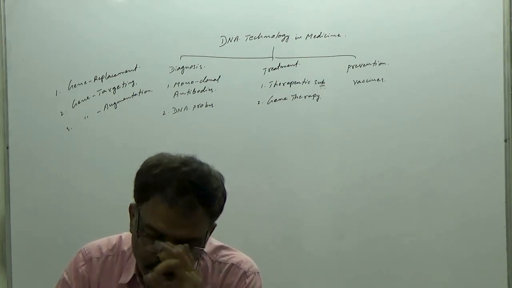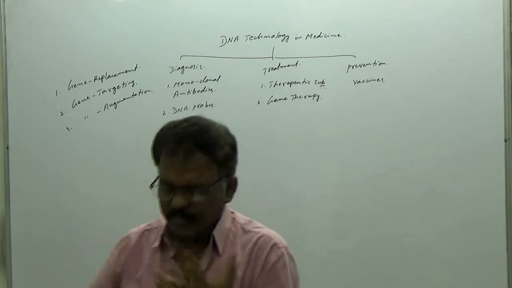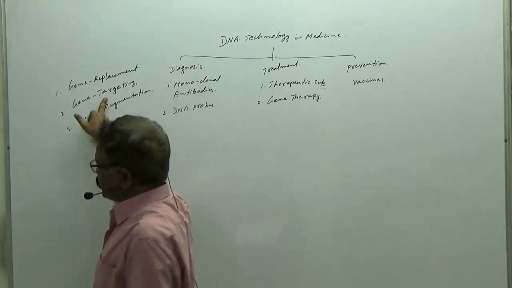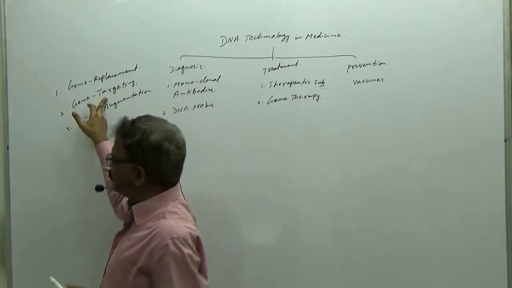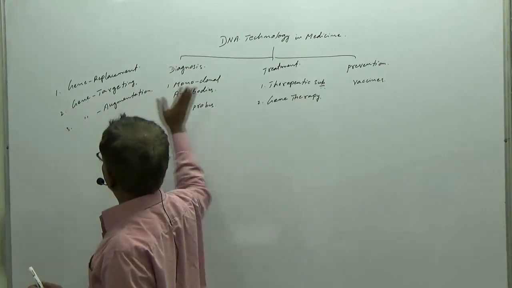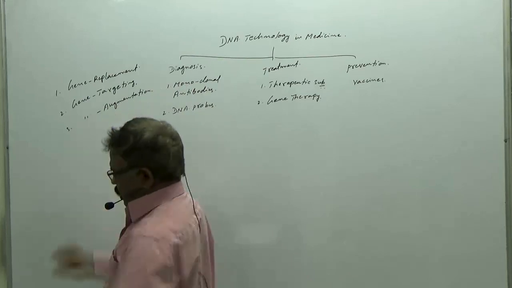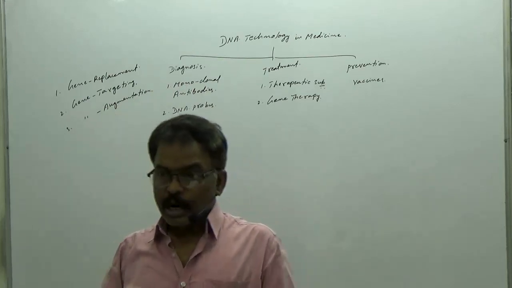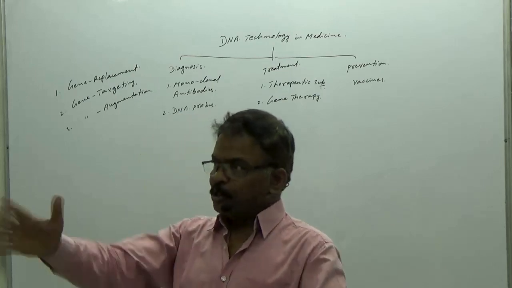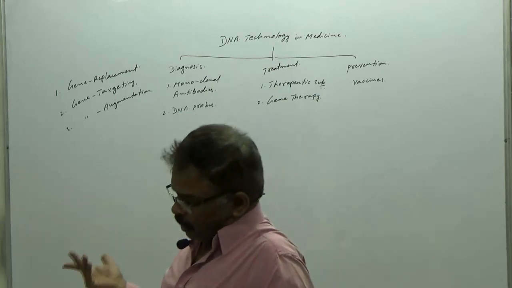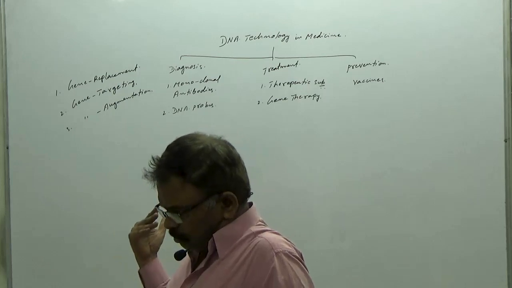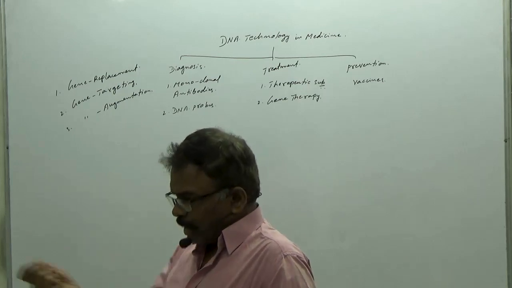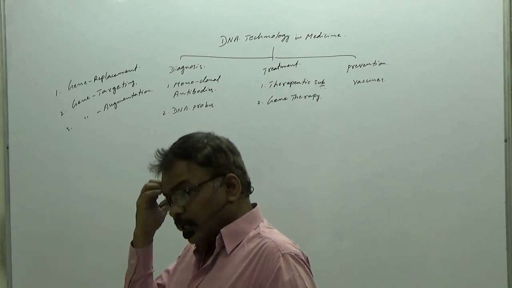Simply neutralizing its function. Inactivating, that is gene targeting. Then gene augmentation. Sometimes the gene produces the substance but not in a sufficient amount. For example, insulin: we need at least 20 milligrams per day, but the gene produces only 1 mg, then it creates a problem.